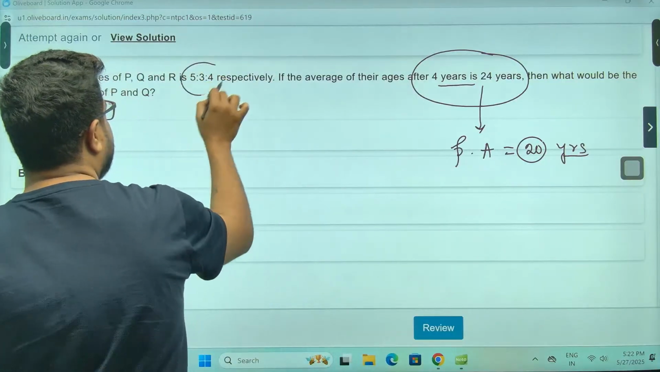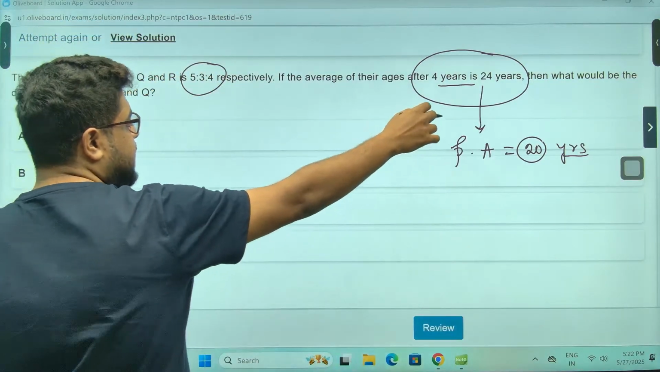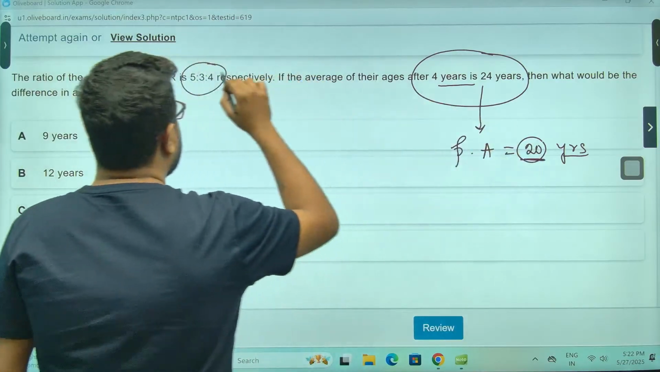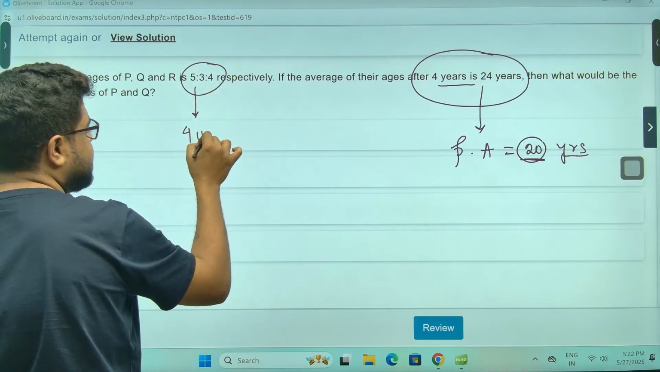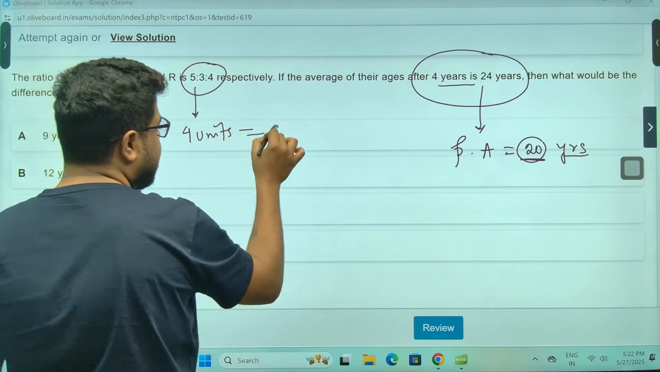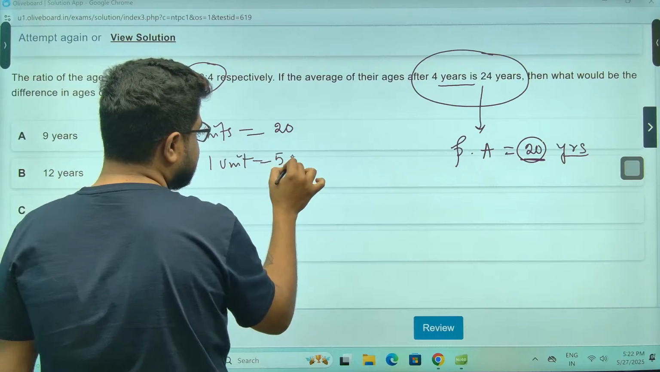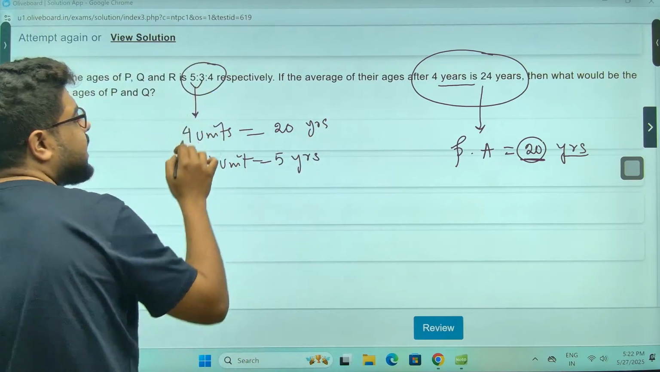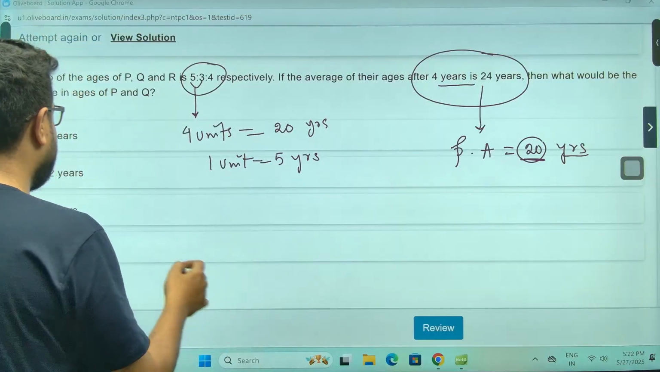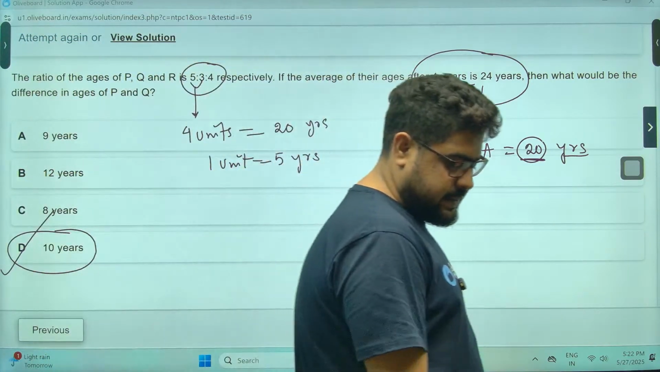Now the ratio is 5:3:4, right? What would be the difference? Sir, if this is 20, what is the average here? The average is 4 in 5:3:4. The average age is 4 units, that is 20, sir. So every unit is equal to 5 years. Difference between P and Q is 2 units. 2 units will be 10 years. Option D, sir.